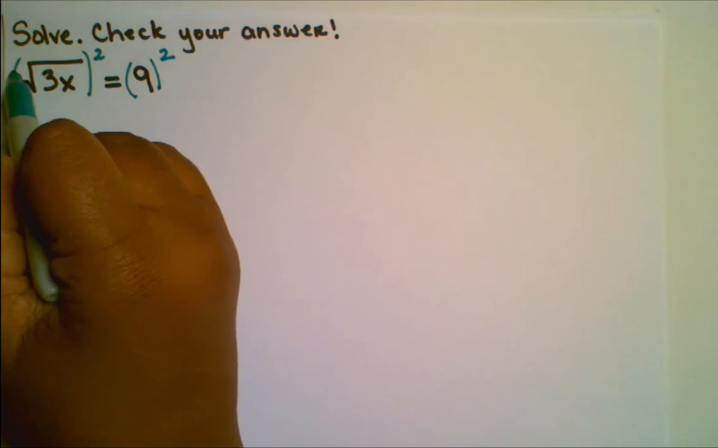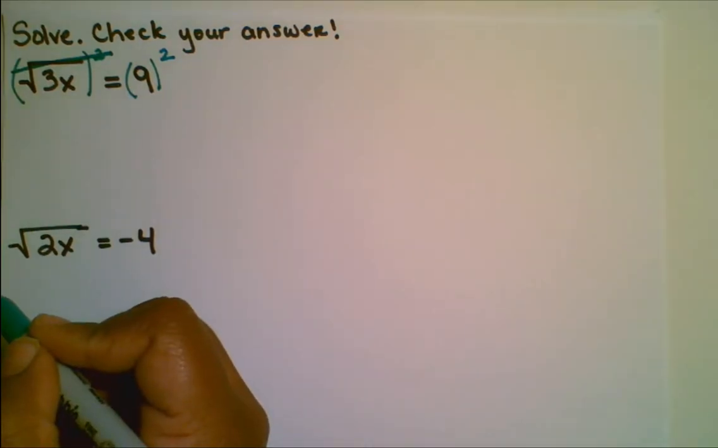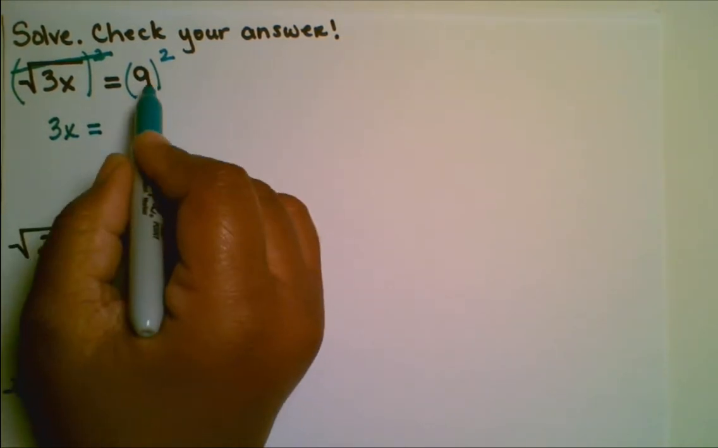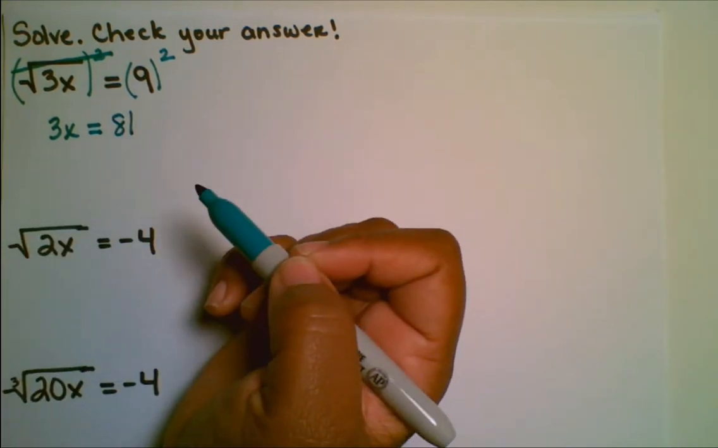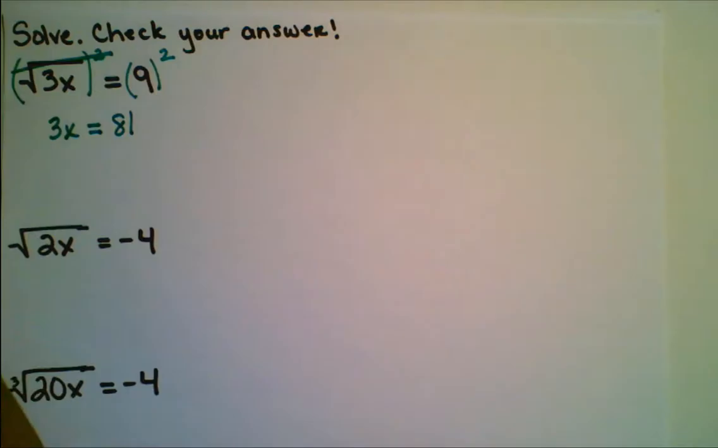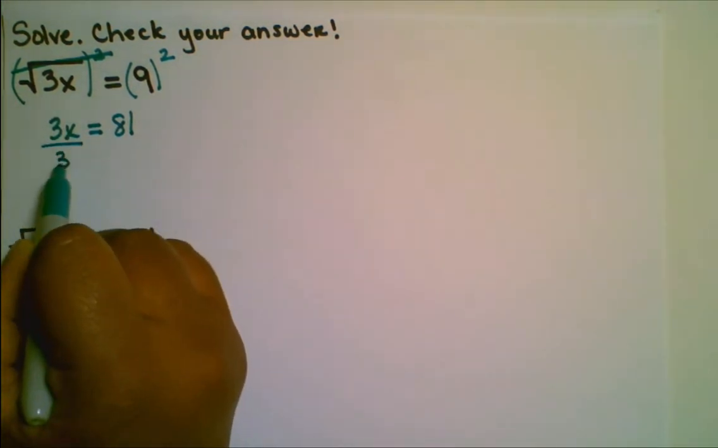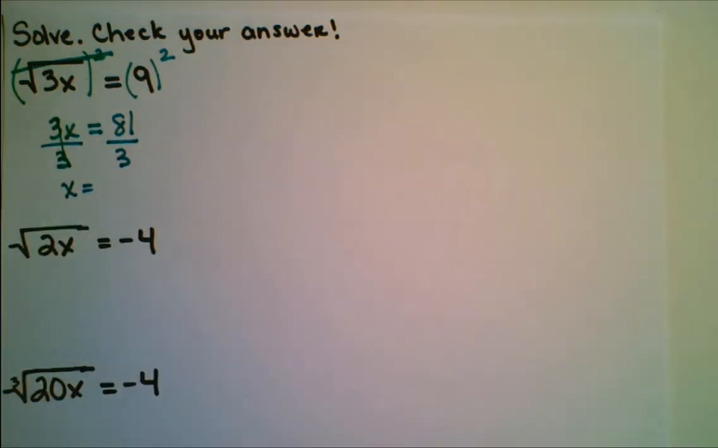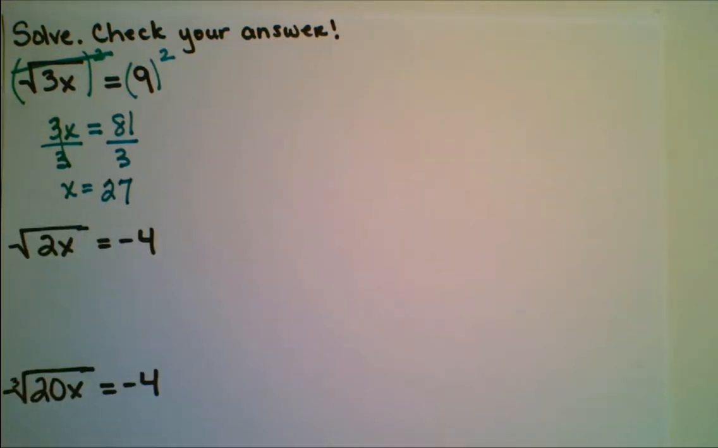What's going to take place? That square root and that exponent of 2 on the left hand side will cancel out. Then we have here 3x is equal to 9 squared, which gives us 81. And then we have an equation now that doesn't have a radical, and we can solve. To do so, we're going to divide by 3, and we have x is equal to 27.